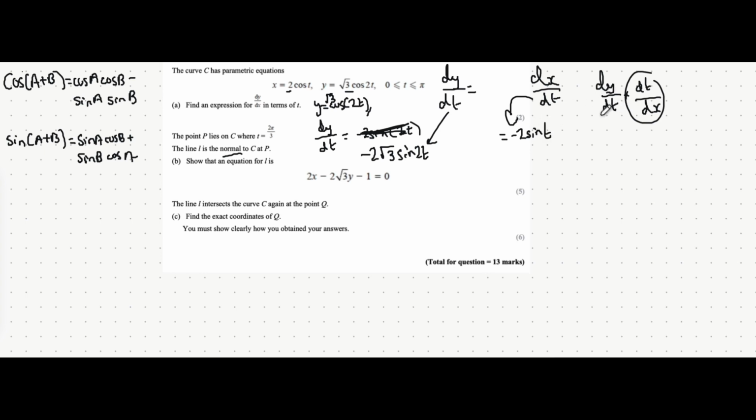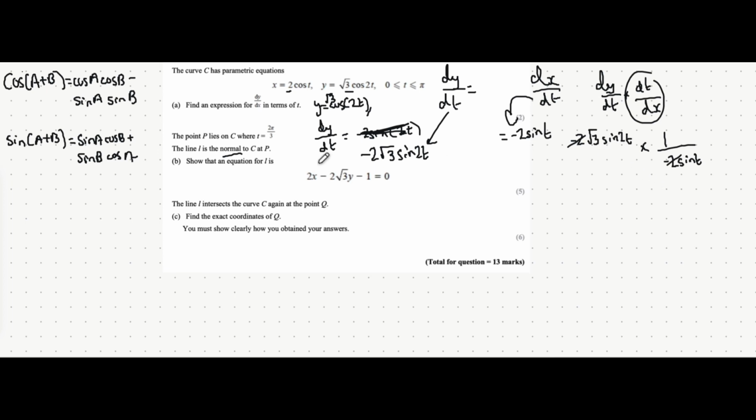Let's now use those. For dy/dt we can replace that with minus 2 root 3 sin 2t, and we multiply onto that dt/dx, which I mentioned is the reciprocal of all of this. So 1 over minus 2 sin t. When we cancel now, the minus 2 here cancels out with the minus 2 in the denominator.